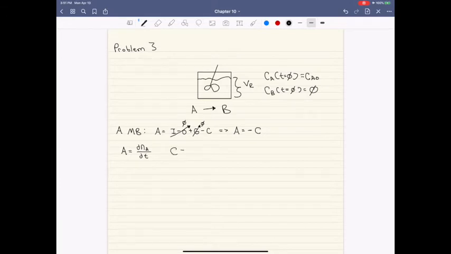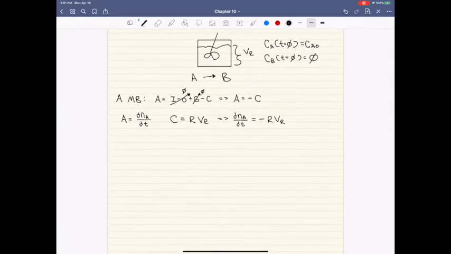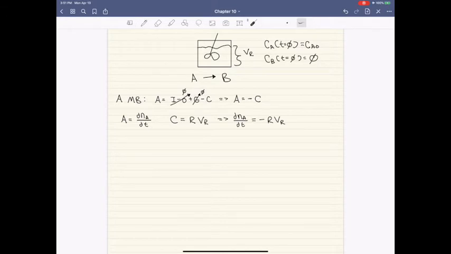For the consumption term, it's going to be equal to the product of the reaction rate times the volume of the reactor. If we put these two things together, what we get is dNA dt is equal to negative R VR. Just using the material balance, we were able to already derive a differential equation. Up to this point, this is going to be the same for both part 1 and part 2 of problem 3. Now, what we need to do is start filling in what this reaction rate term is.